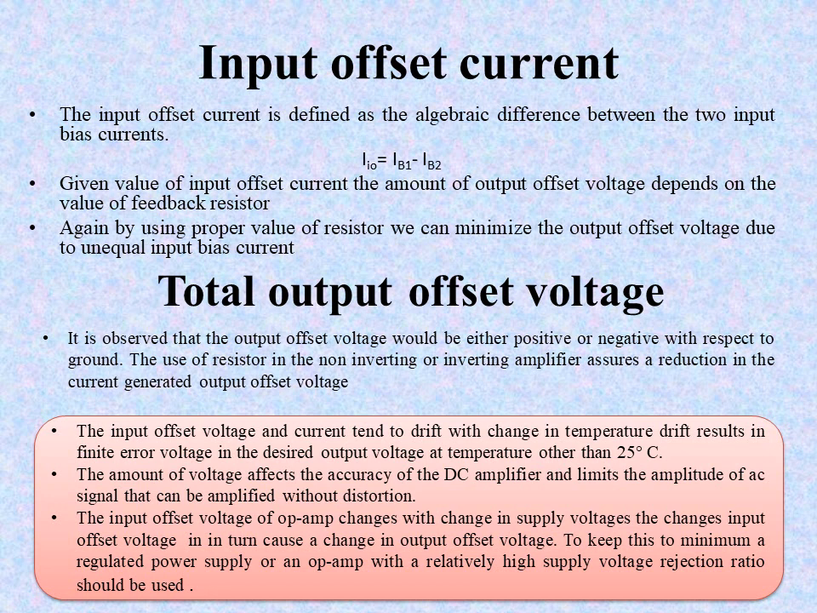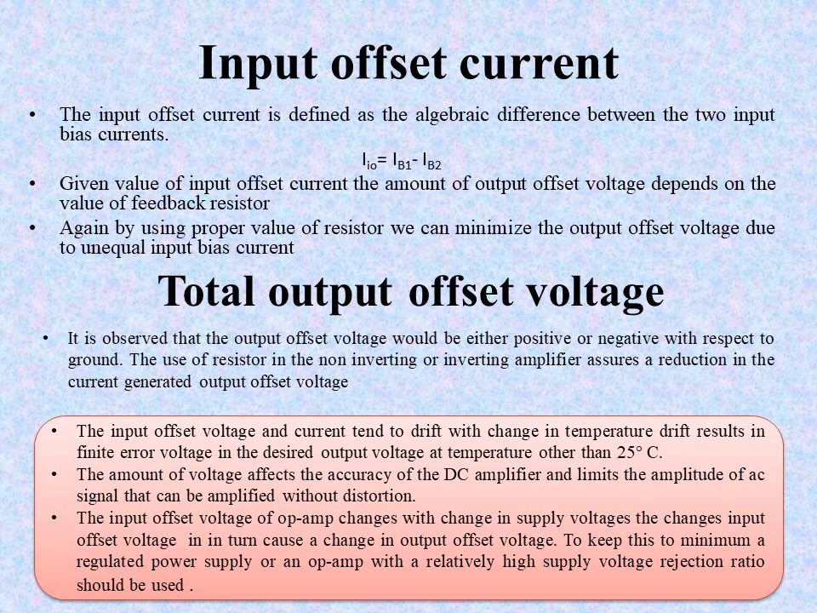Because of this, they introduce an undesirable error voltage that is not needed. This error voltage affects the accuracy of the amplifier when it is used as a DC amplifier, and it also limits the amplitude of the AC signal that can be amplified without distortion. So this error voltage should be reduced to a minimum.